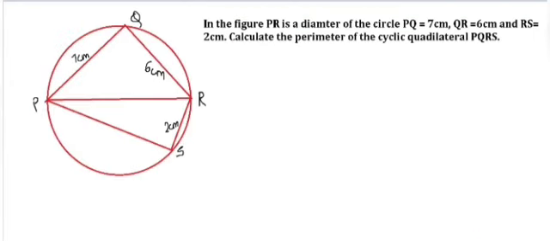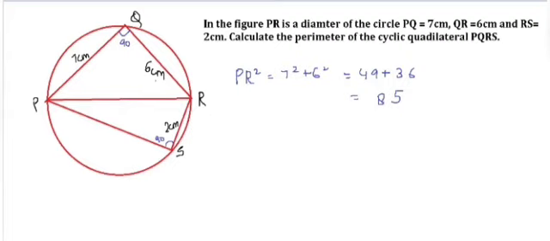In this question we have PQ given as 7 cm, QR given as 6 cm and RS given as 2 cm. We need to find the perimeter of the cyclic quadrilateral. So here PR is the diameter. If this is the diameter, this will be 90 degrees. This is a right angle triangle, and here this will also be 90 degrees. If these two are right angle triangles, we can apply the Pythagoras theorem. So from here I can write PR square is equal to 7 square plus 6 square, that is 49 plus 36, or I can write here 85.